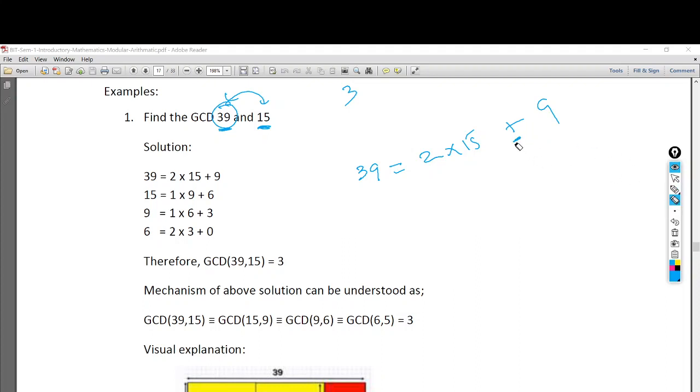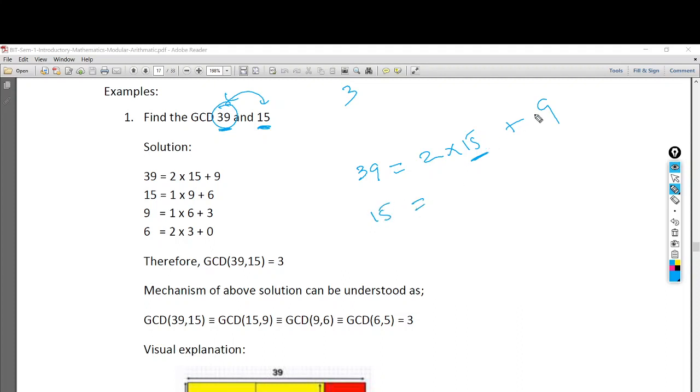So therefore, obviously, now you can say 39 equals 2 times 15 plus 9. So now we are going to repeat this again. So now you have to take this value, right, and you write it here. Then you try to do the same thing.